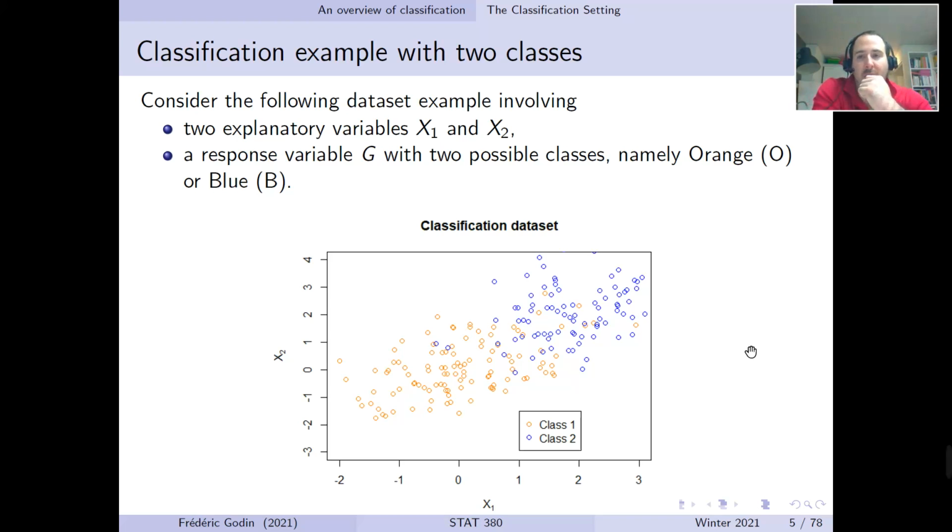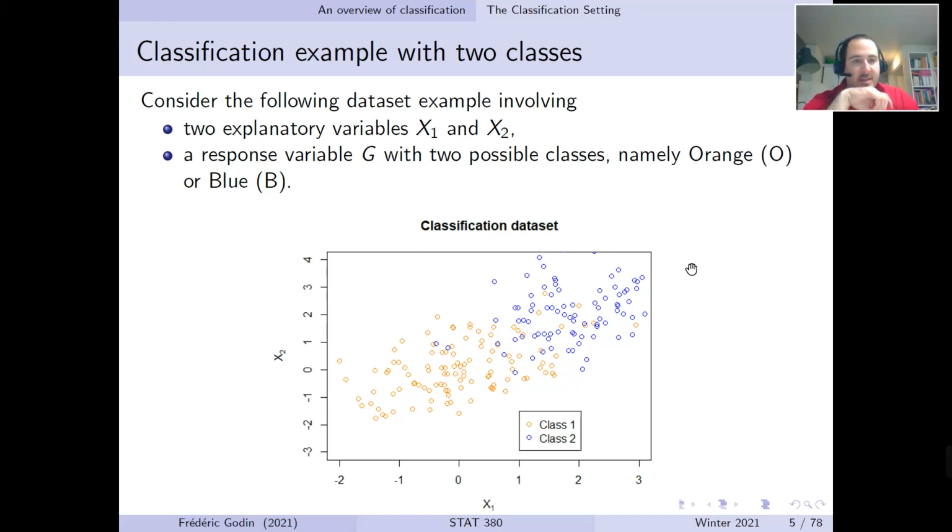Okay, so let's consider the following fictitious data set. Here we assume we have two explanatory variables, x1 represented on the first axis and x2 represented on the second axis. Then we have the response variable G, which has two possible classes, namely orange, represented by O, or blue, represented by B.